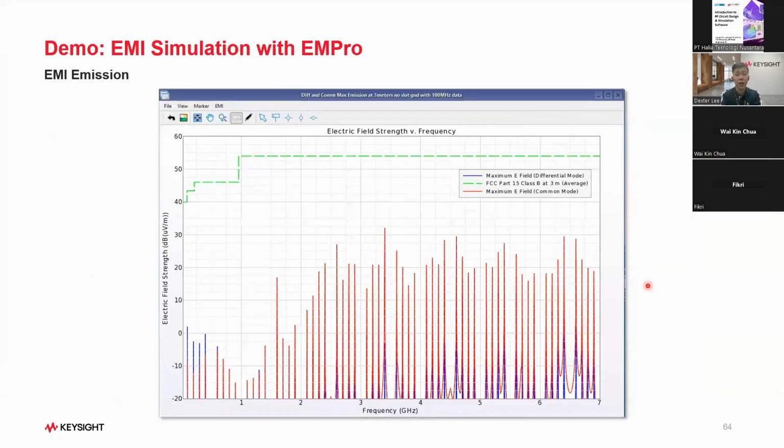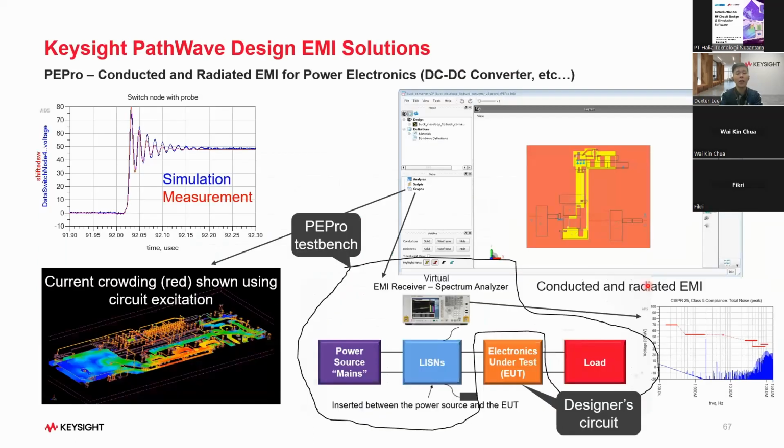EMI, EMC. All right. I just wanted to highlight, if you are designing power electronics devices like DC-DC converters, phase shift inverters, we have PE Pro, which is specially catered for power electronics. With PE Pro, we have a test bench that quickly allows you to do conducted and radiated EMI, and we have templates for CISPR 25. So this is on the PE Pro. If you're working on that, if you want to find out more, do let us know.